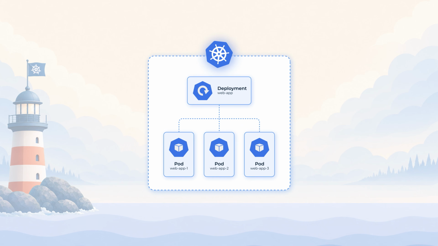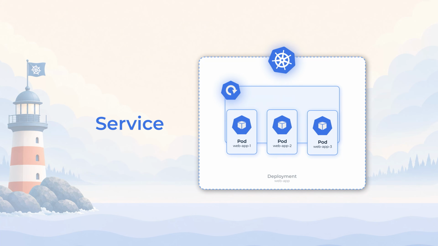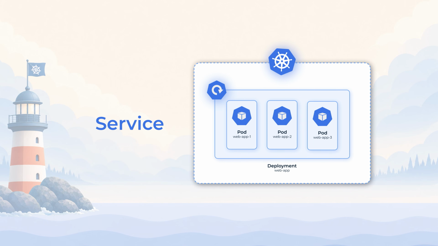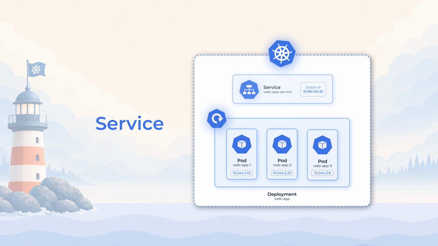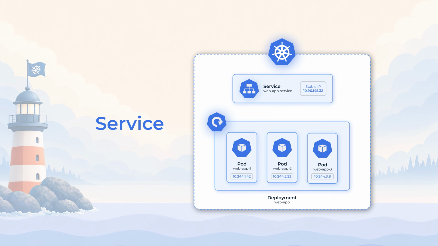Okay, so now we have our app running in multiple pods. But how does traffic actually reach them? Time to meet our next object, service. Every time a pod is created, it gets a new IP address. If a pod dies and a new one replaces it, the IP changes. So anything that was connected to that pod cannot find it anymore. A service gives your pods one stable address that never changes, no matter how many pods are behind it.